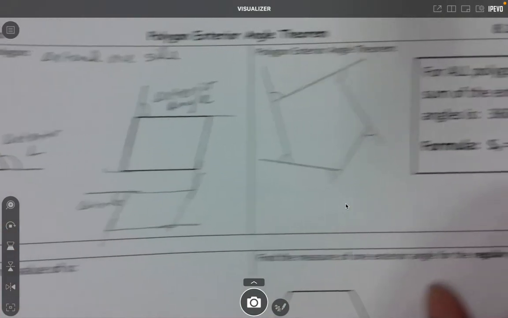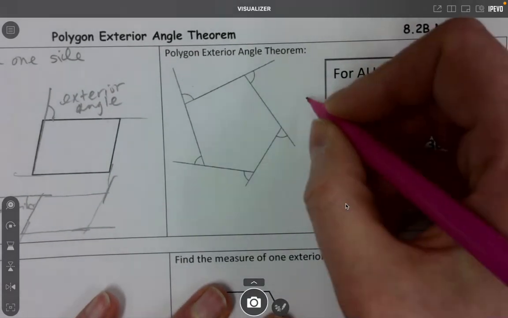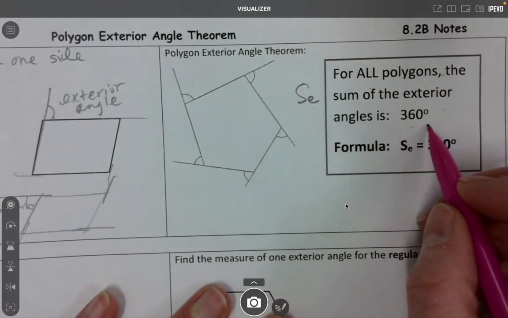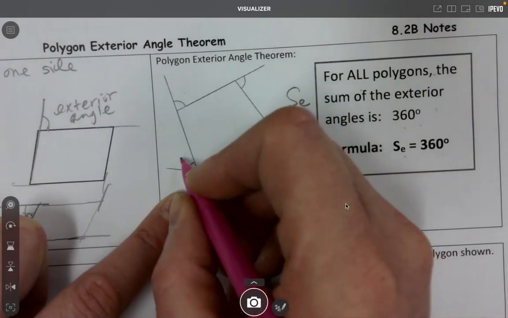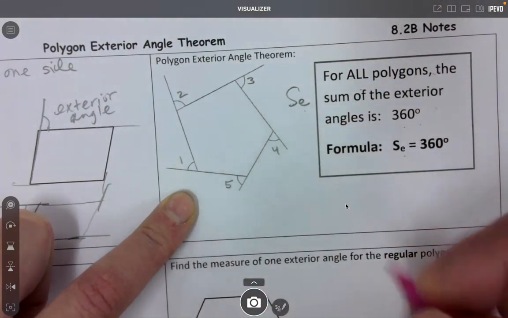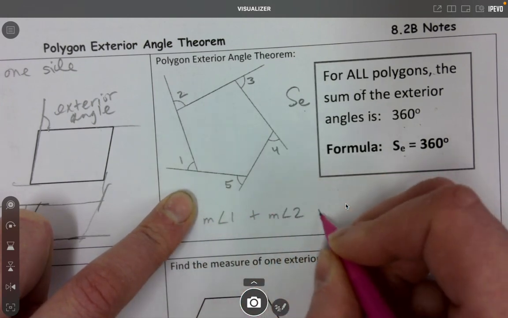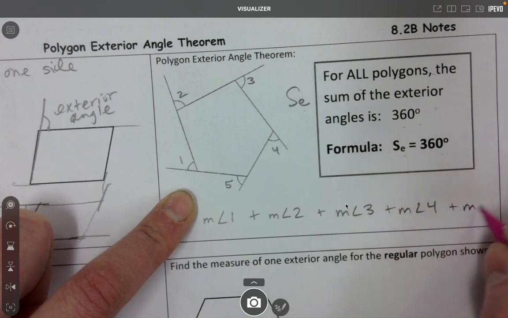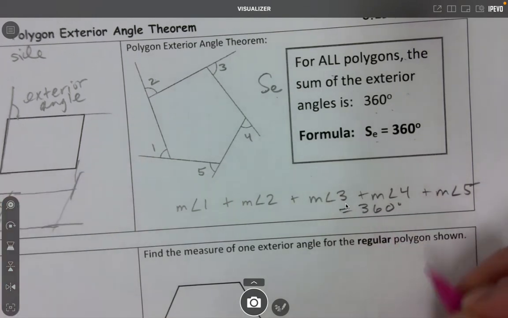So here's our exterior angle theorem for all polygons: the sum of the exterior angles, and we're calling that SE, S for sum, E for exterior, is 360 degrees. Formula: SE equals 360. So in this case, I'm going to number these 1, 2, 3, 4, 5. We would say the measure of angle 1 plus the measure of angle 2 plus angle 3, angle 4, angle 5, all of those together are going to equal 360 degrees.